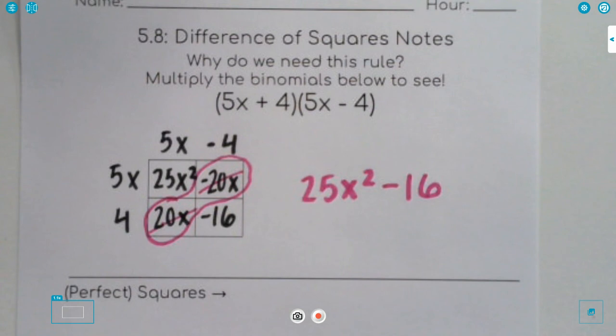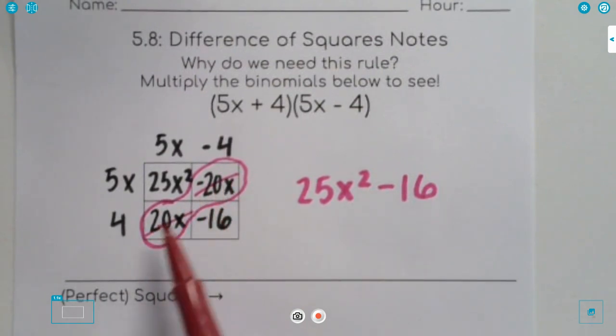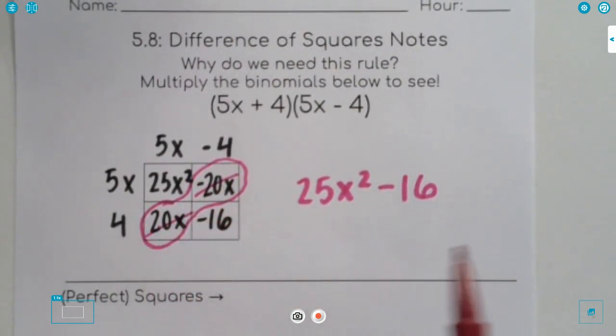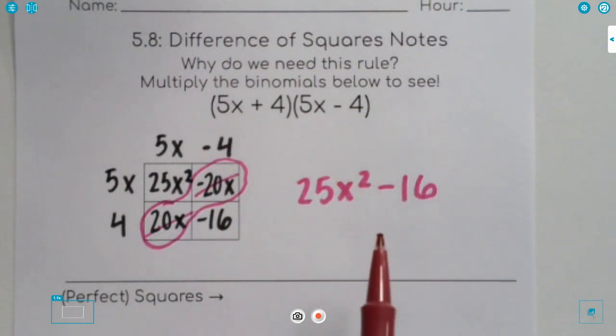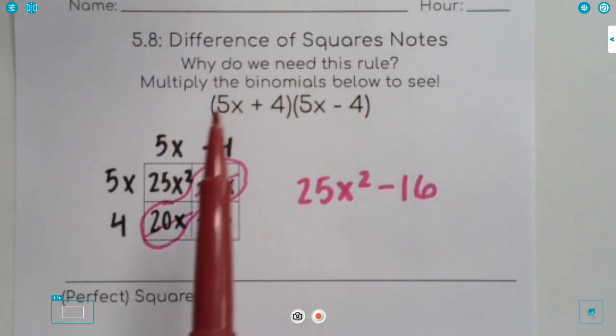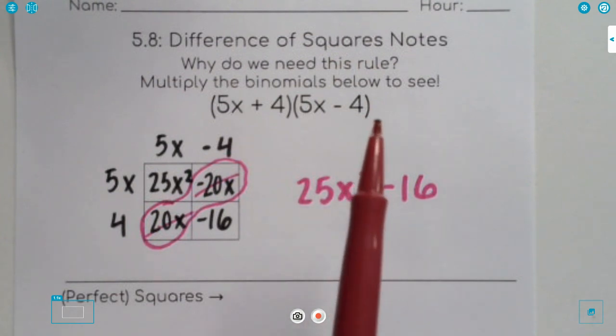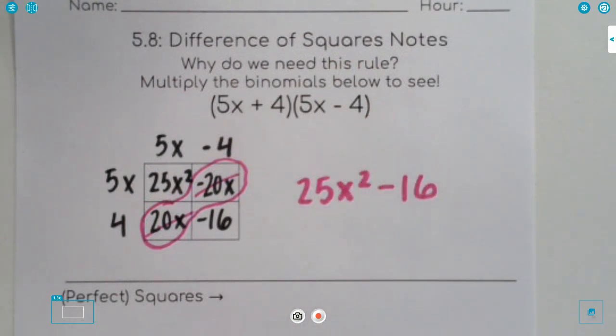Okay. From the problem that you saw on your quick write, which did the exact same thing just with different numbers, and this problem, we notice that your x terms cancel out both times. Yeah? Okay. What do we notice about the original problem? They're the same numbers, so 5x plus 4, 5x minus 4. But one has to be plus and one has to be minus in order for this special rule to work.